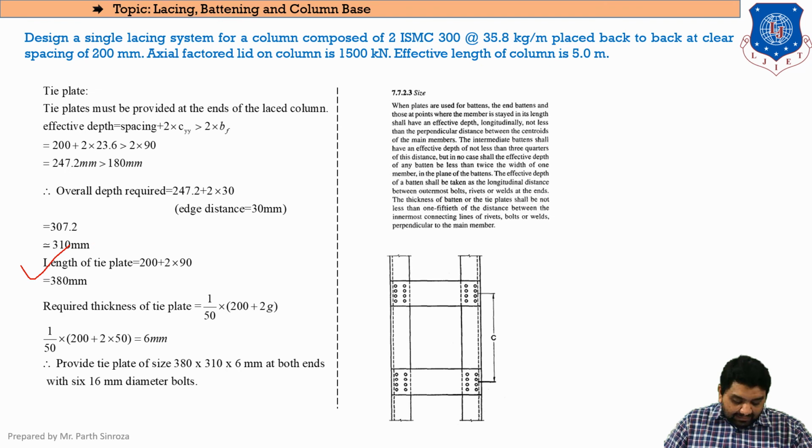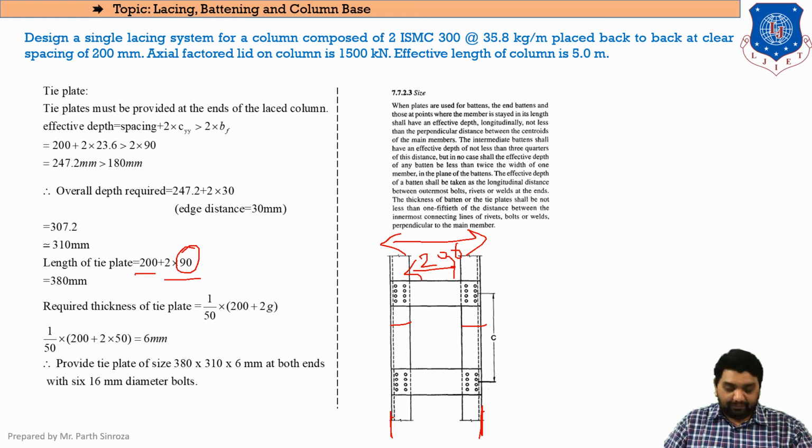The next will be the length of tie plate. As you can see in the figure itself, the tie plate is provided from the start of the section to the end of the section, that is between the two ISMC channels. It is provided throughout. So this total distance will be the length of our tie plate. This section, that is our spacing, is 200 mm, and this will be the width of flange. The width of flange, as we have seen from the steel table, comes out to be 90. So the total length of plate will be spacing plus 2 into BF. The answer in this case comes out to be 380 mm.